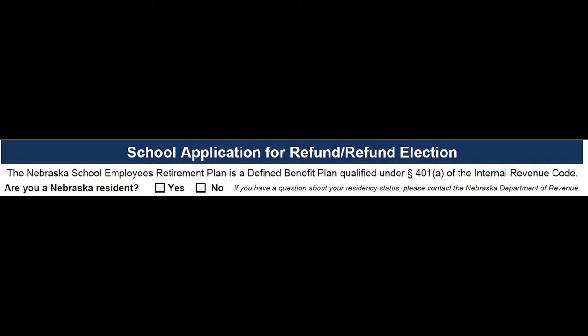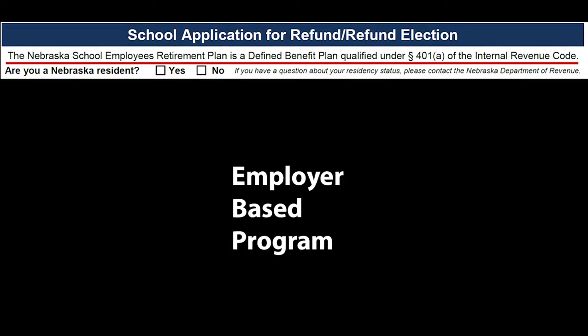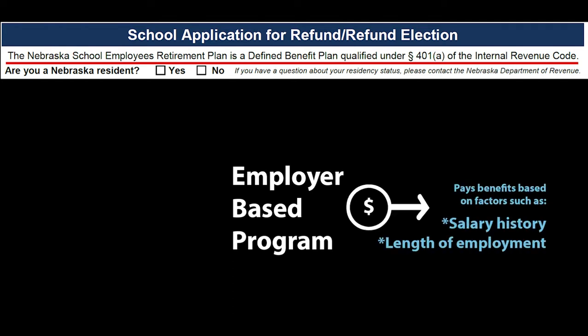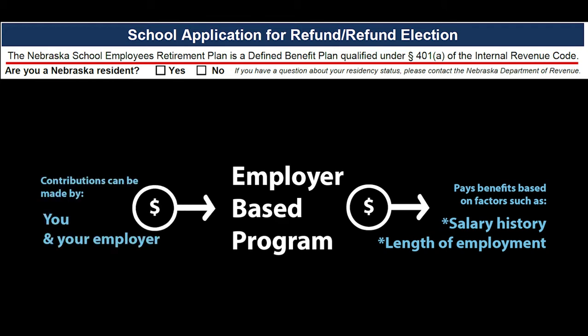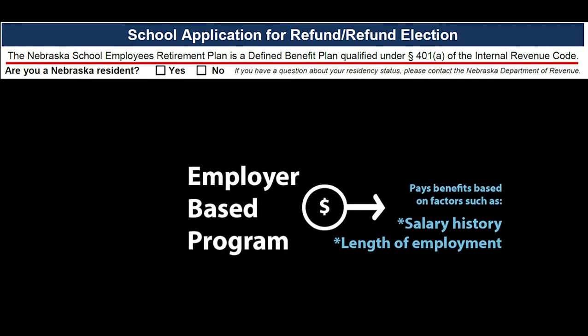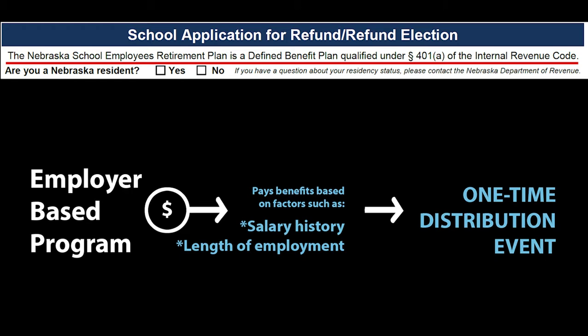In the next section, you will see that there is a heading that states, "The Nebraska School Employees Retirement Plan is a defined benefit plan qualified under Section 401A of the Internal Revenue Code." This means that the school retirement plan is an employer-based program that pays benefits based on factors such as length of employment and salary history, as well as allowing for contributions by both the state of Nebraska and you, the employee. Due to how 401A plans function, they allow for only a one-time distribution event. So if $1 is taken out, we must take out all of the money at the same time.